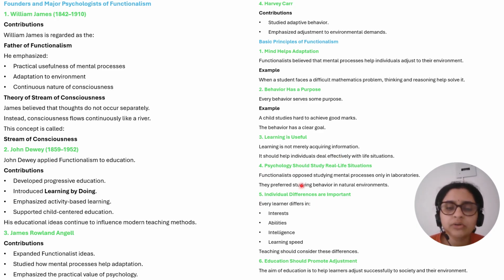Then psychology should study real life situations. And individual differences are important. No two persons are the same. Every person is different in the aspects of interest, ability, intelligence, and learning speed. And education should promote adjustment. A person should adjust according to the societal norms. Otherwise, what is the use of education?